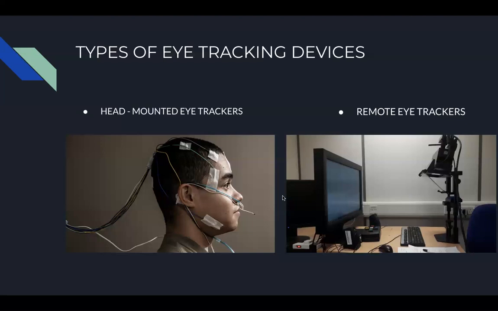Here are some of the challenges of using remote eye trackers. They can be affected by lighting. Remote eye trackers can be affected by lighting, which can make it difficult to collect accurate data in some environments. They can be affected by head movements. These remote eye trackers can be affected by head movements, which can make it difficult to collect accurate data if participants move their head too much.